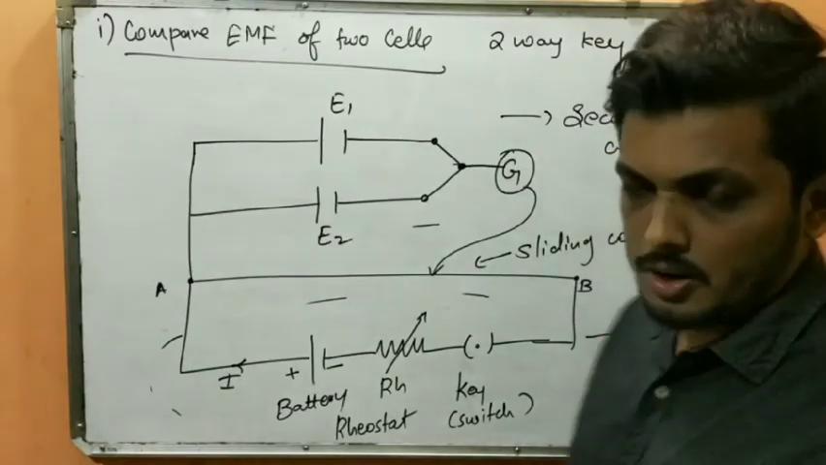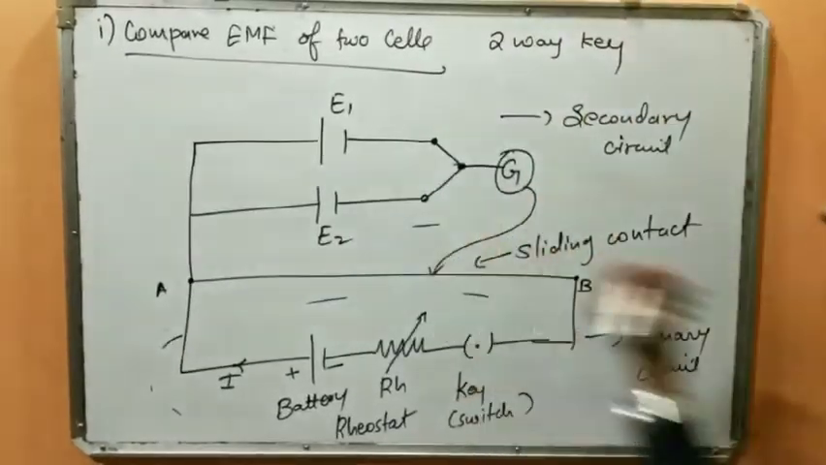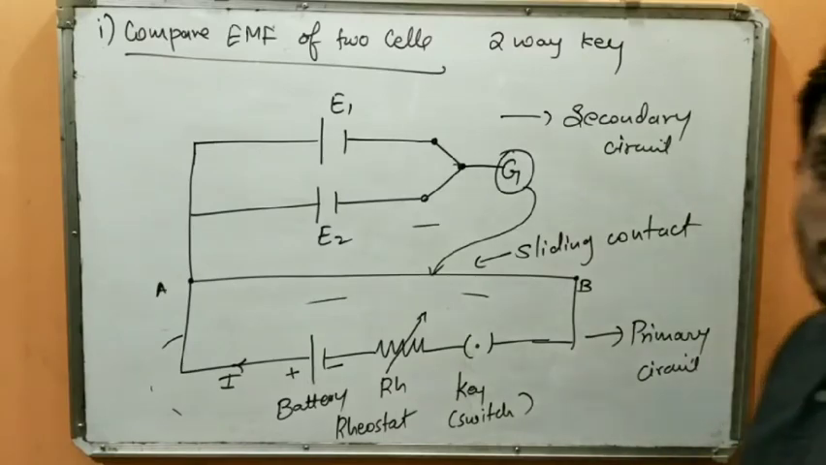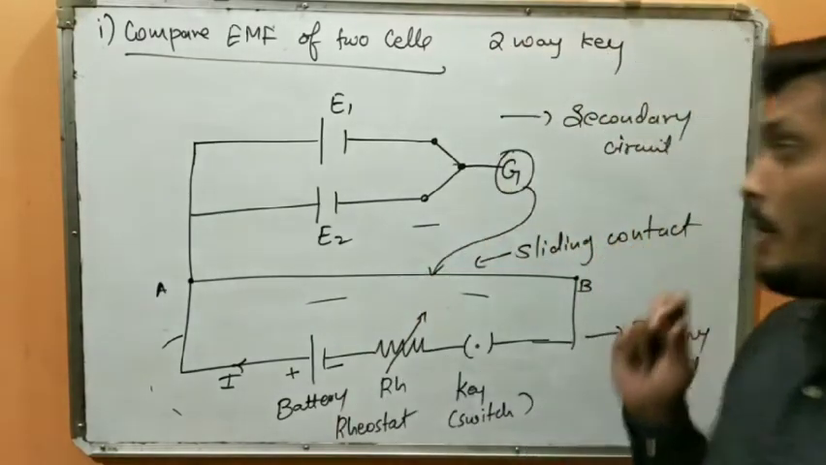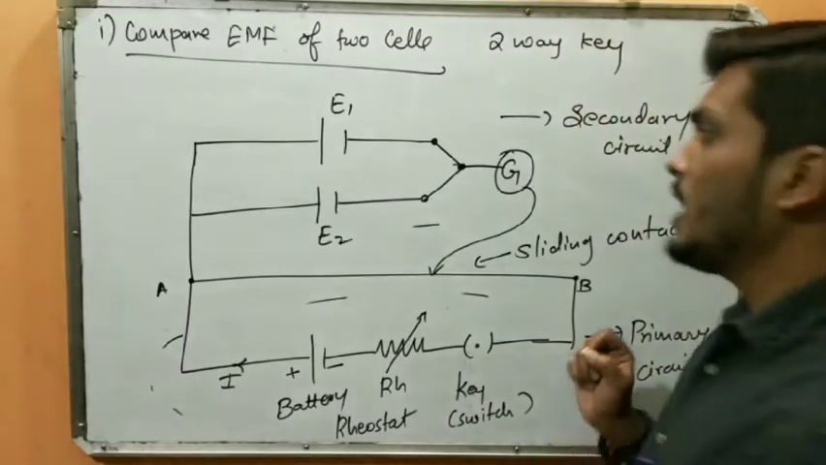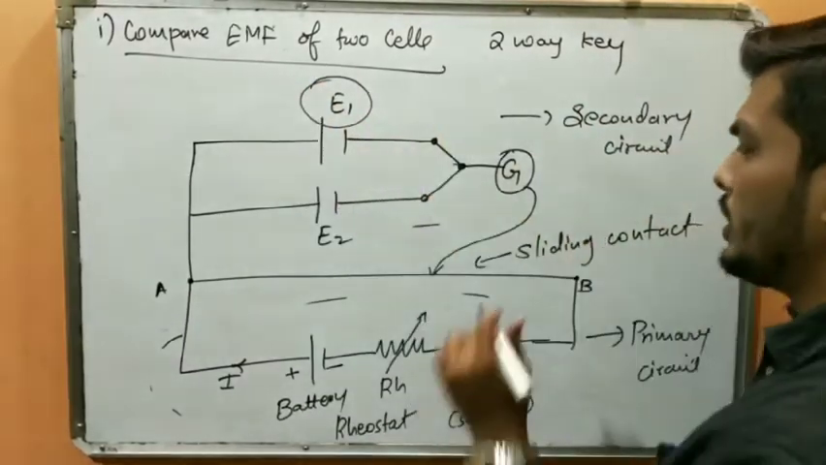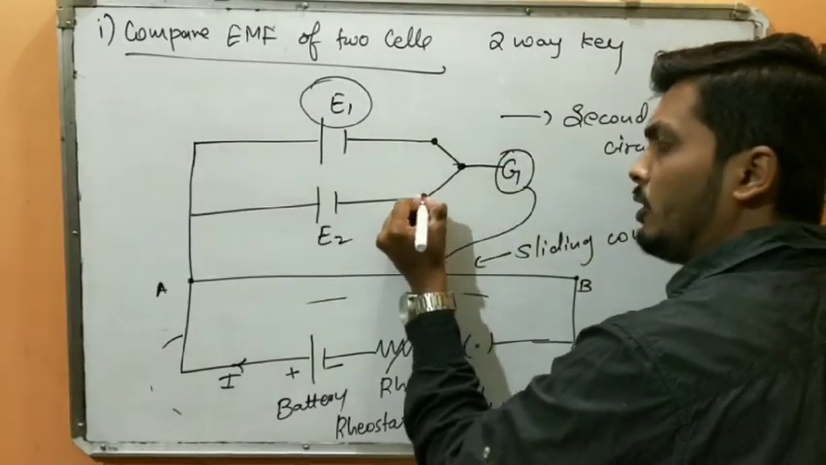Is that clear? Okay. Now please draw the diagram so that we will calculate the things and we'll see how we get this. Now how are we going to start this experiment? First, I am interested in finding the EMF of this cell. So what I will do here is open this key.